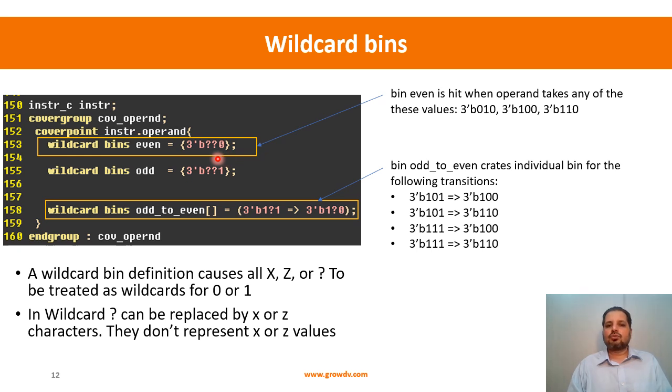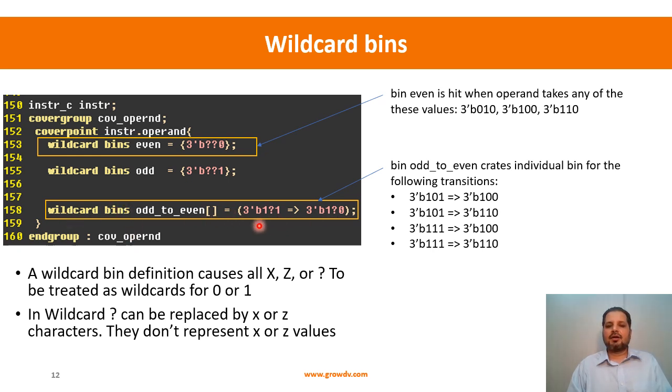So when I put these two question marks, what it translates to is that this particular bin even will be hit when the operand takes the value 0 1 0, because with two question marks it can take 0 1 0, it can take 1 0 0, it can take 1 1 0, and it can also take 0 0 0. So when any of these four values occur, then this particular even bin will be hit. Okay, similarly you can also define an odd bin, and you can use a wildcard for defining even the transition bins.